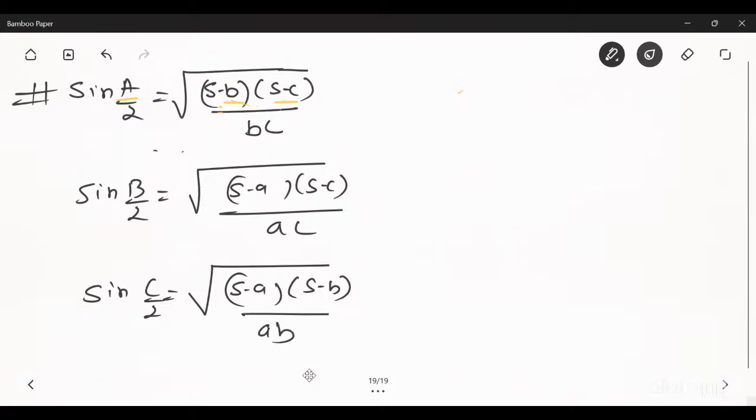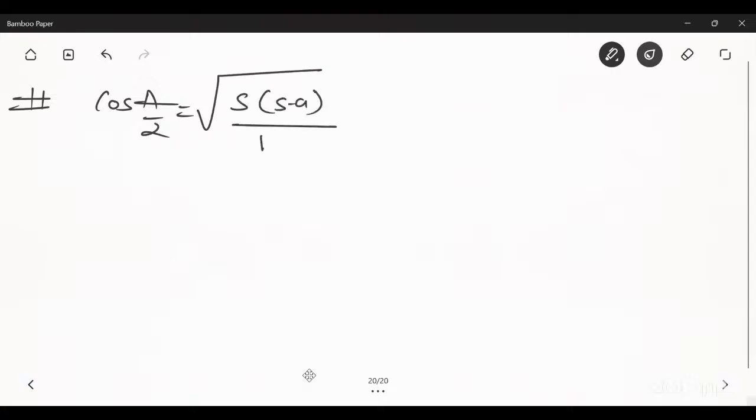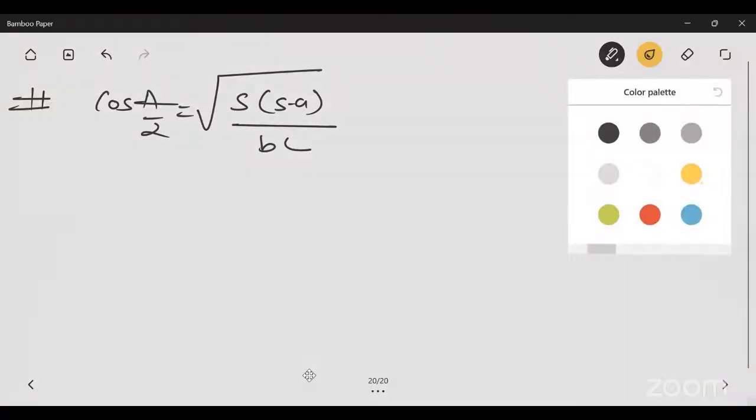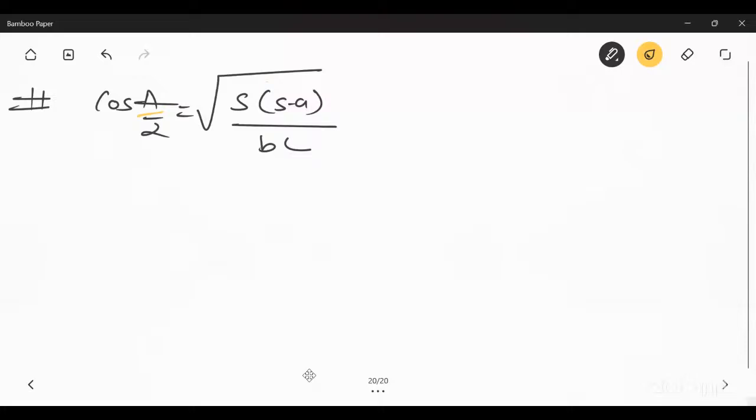So those were the formulas of sin A/2, sin B/2, and sin C/2. Now similarly, the formulas of cosines. So what are the formulas of cosines? cos A/2 is equal to under root of S(S minus A) upon BC. Here, for A, the corresponding side will be minus, and the two sides which were left come in the denominator.